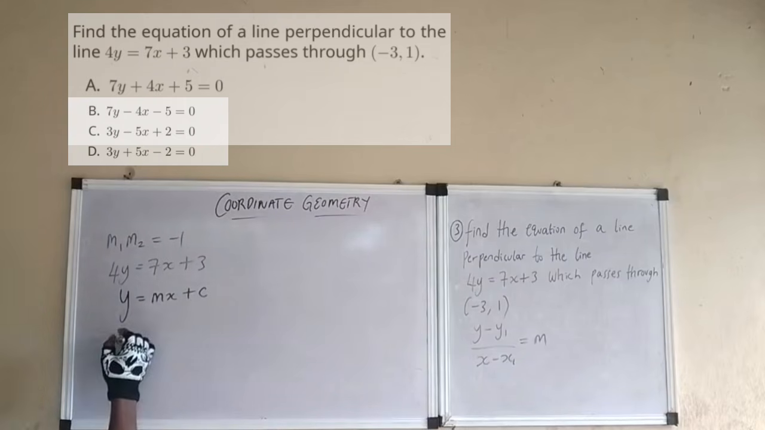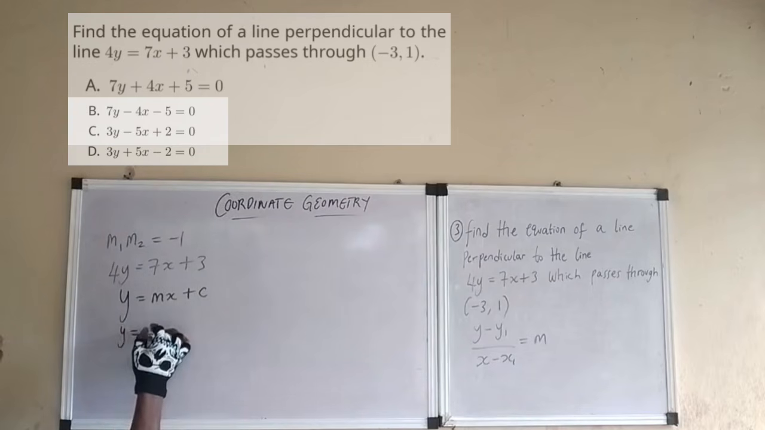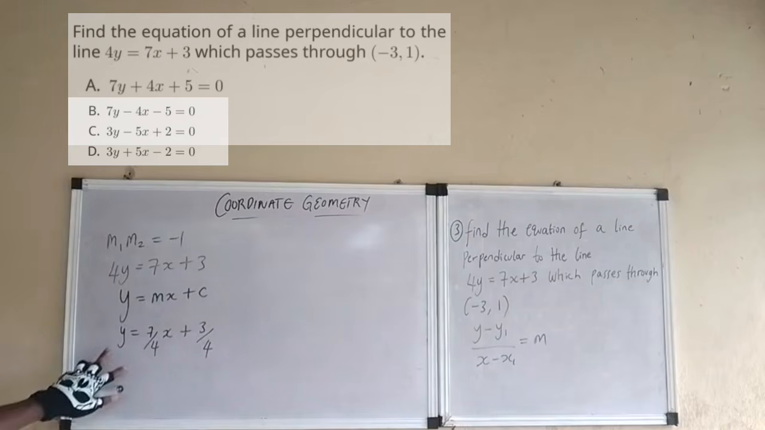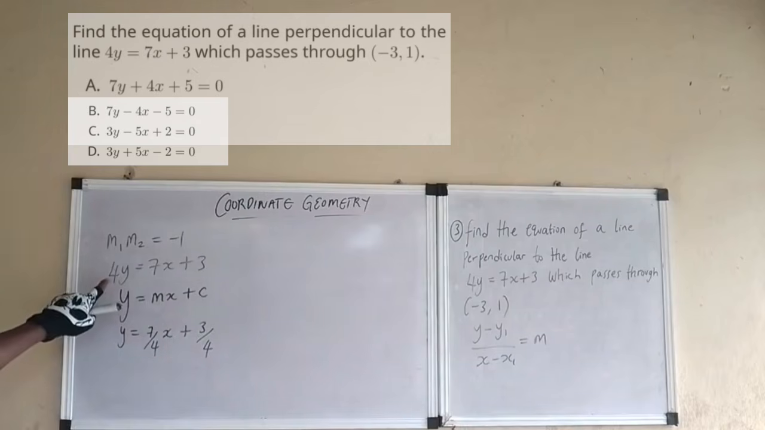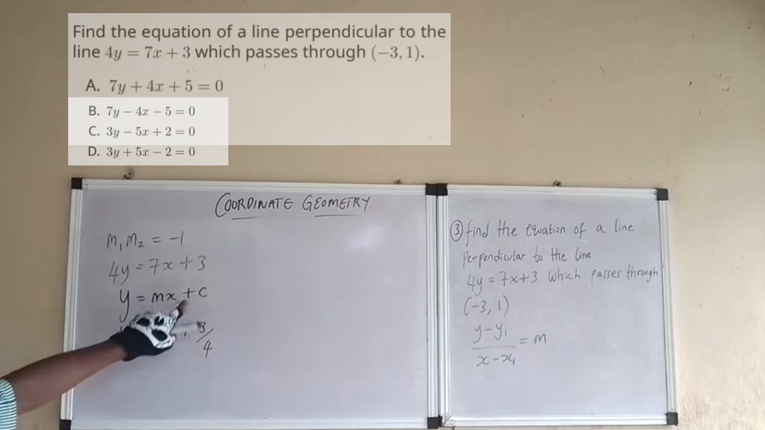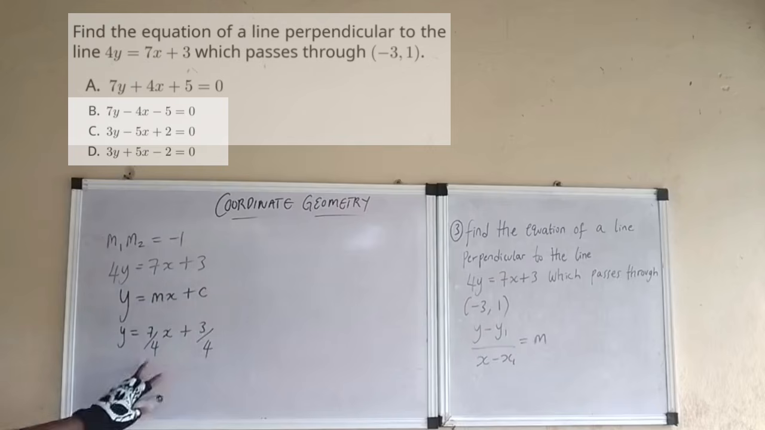So, if you write it, you'll be having y equals 7 over 4 x plus 3 over 4. All right, this is what you are going to be having. Now, how do you arrive at this? If we want to make this in this form, we need to divide all through by the coefficient of y, which is 4. So 4y divided by 4 is y. 7x divided by 4 is 7 over 4 x. Then 3 divided by 4 is 3 over 4. So m is what? 7 over 4. Do you see? m is 7 over 4.